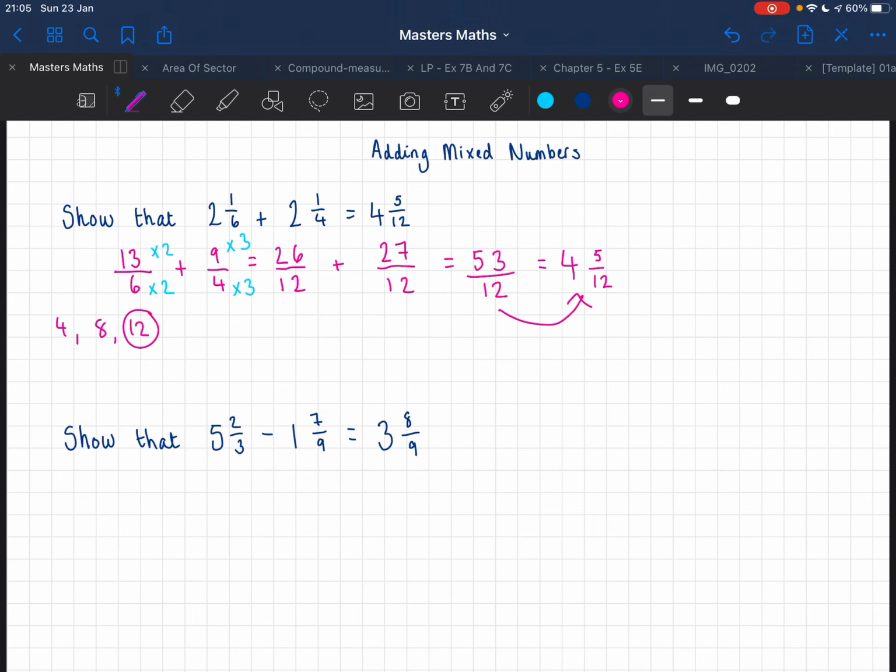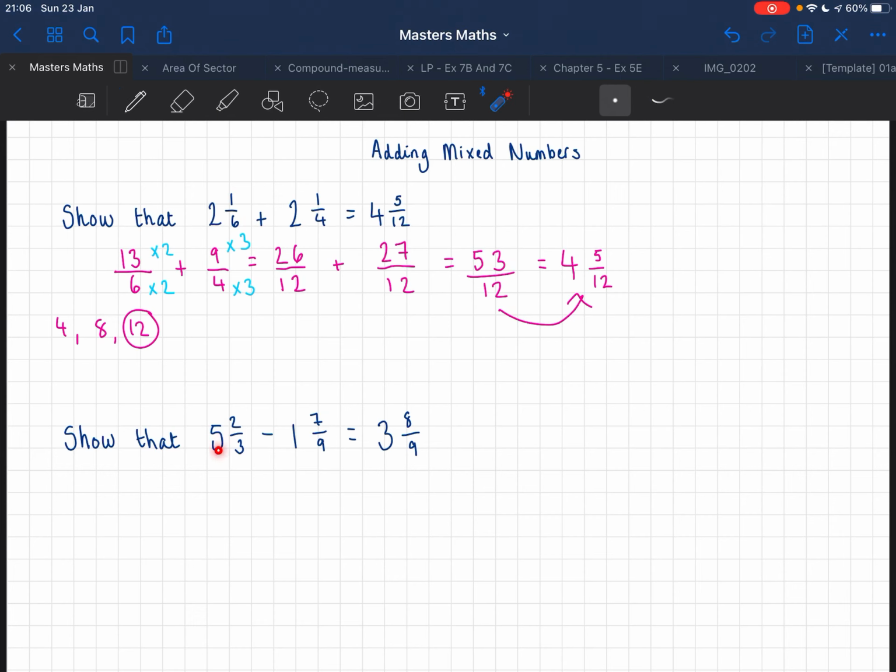We'll do one example. It's the same thing, but with subtraction, just so that you see it again. And then you can have a go at some exam questions yourself, because there's loads of them like this, where it's these show that types of questions. So for this one, we have 5 2/3 minus 1 and 7 over 9 is equal to 3 and 8 over 9. So again, the first step is to change the mixed numbers into improper fractions.